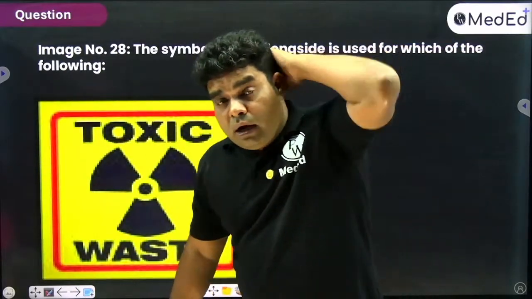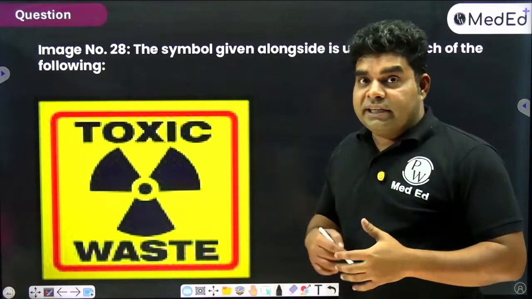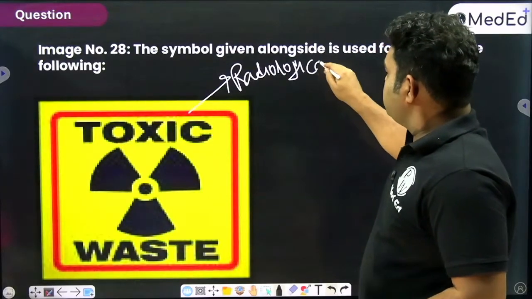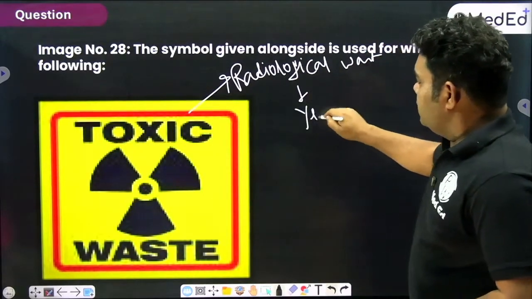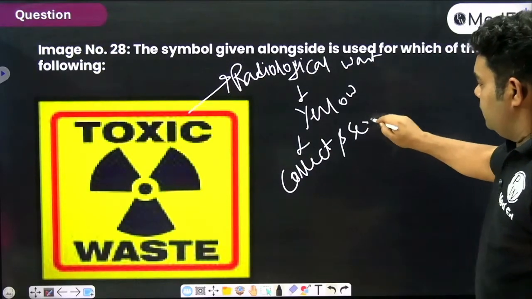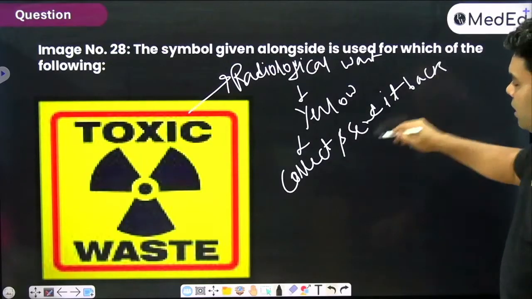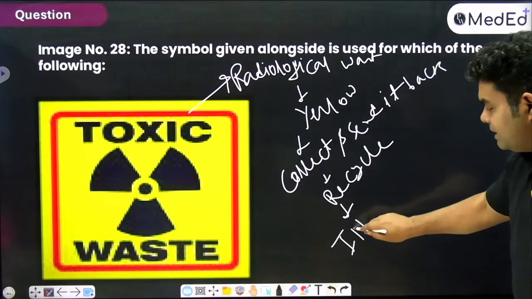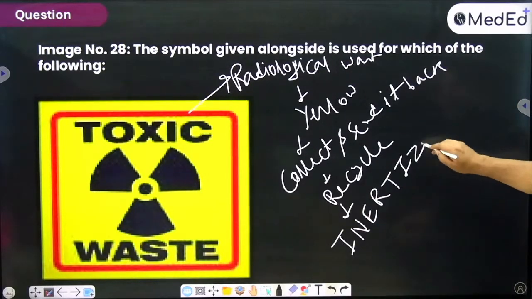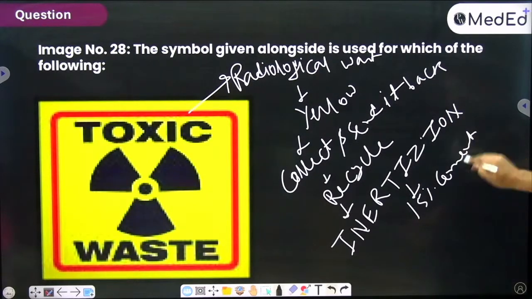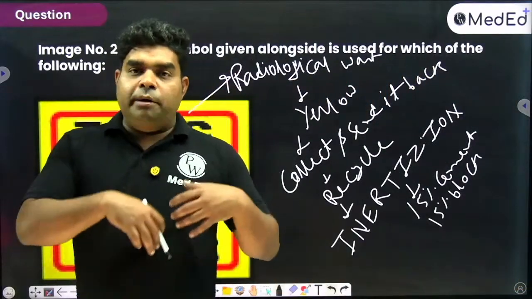This is the logo of radiological waste, nuclear waste, radiological waste. And for radiological waste, which goes under the yellow category, the best method of disposal they ask is to collect and send it back to the manufacturer. But if you cannot send it back to the manufacturer, then you can recycle it. And if you cannot recycle it, then you can mix it with cement and lime. Mixing with 15% cement and 15% lime will convert the waste into a cemented block. And now it will not contaminate the environment.